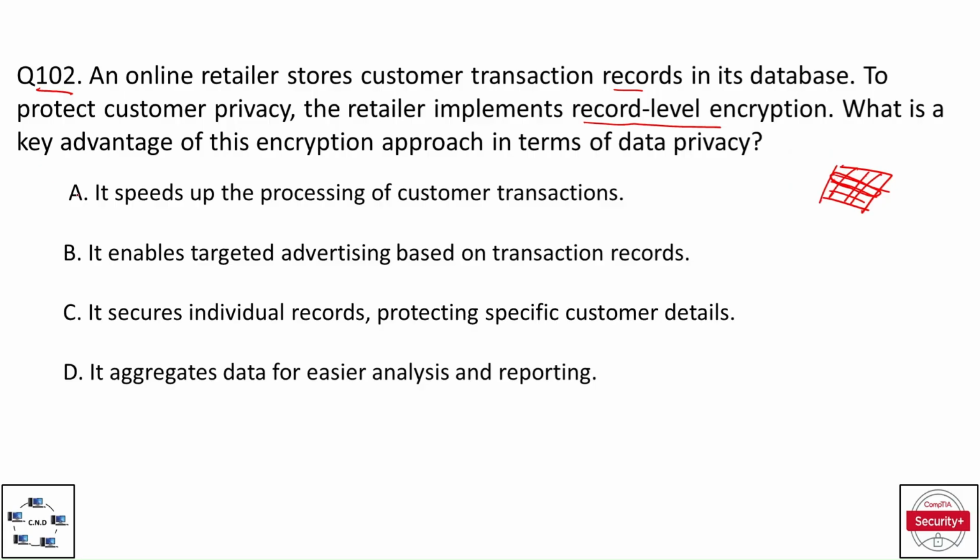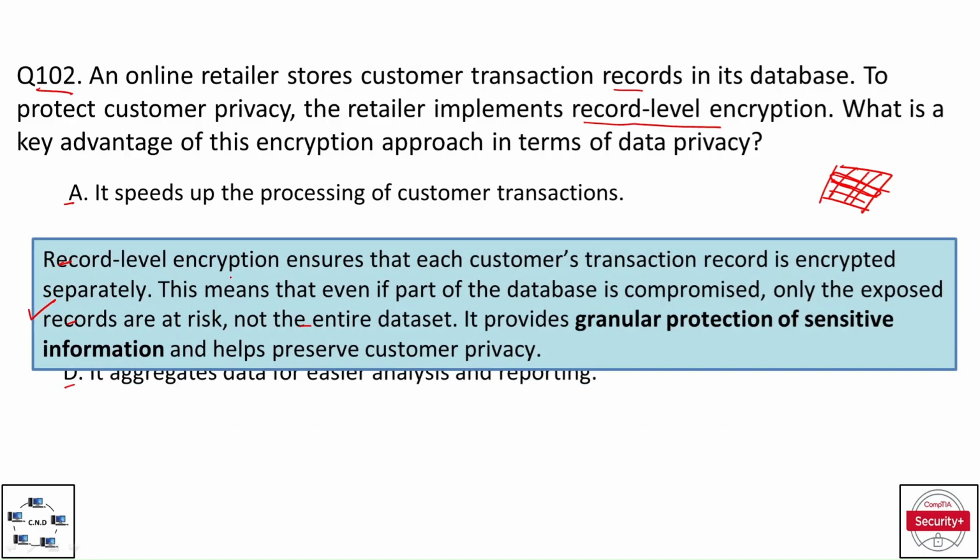So the options for the question are: option A, it speeds up the processing of customer transactions. Option B, it enables targeted advertising based on transaction records. Option C, it secures individual records, protecting specific customer details. And option D, it aggregates data for easier analysis and reporting. And the correct option is option C, it secures individual records, protecting specific customer details.